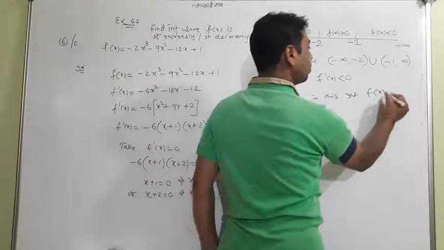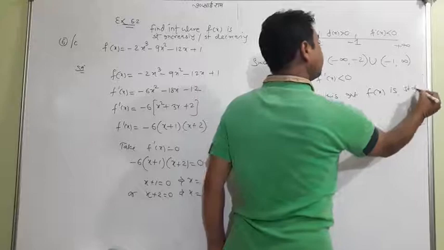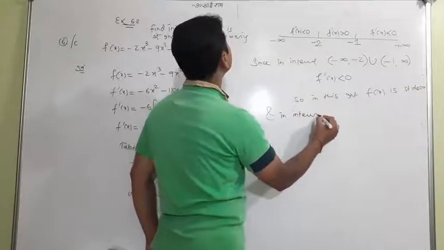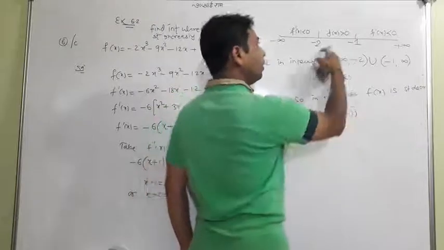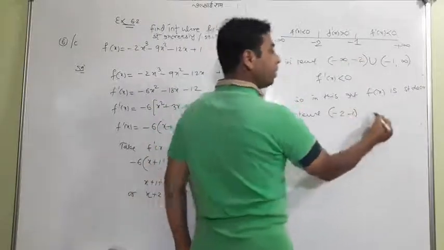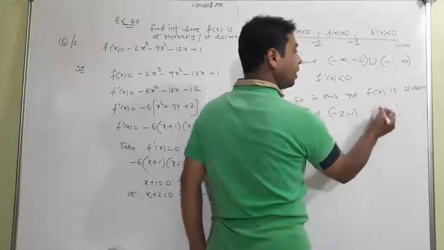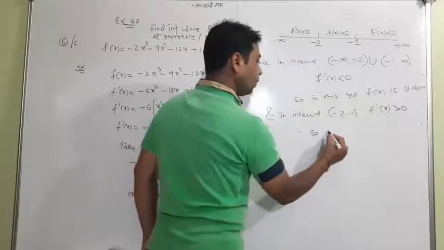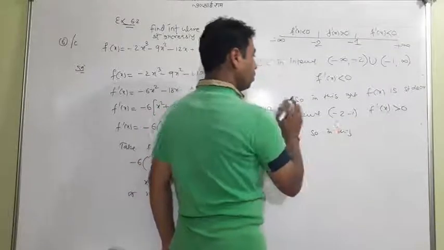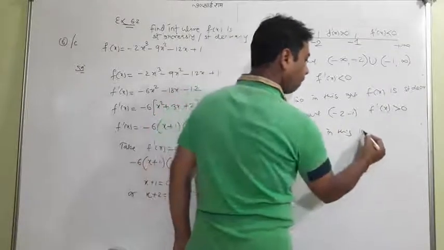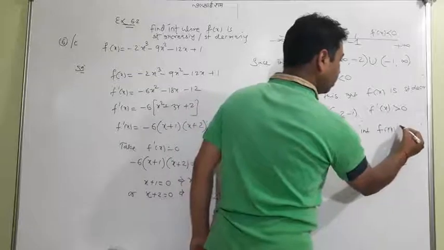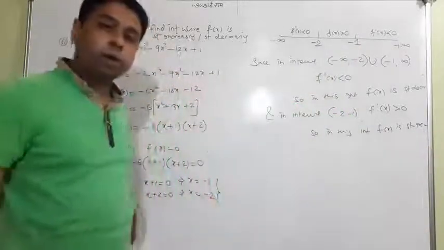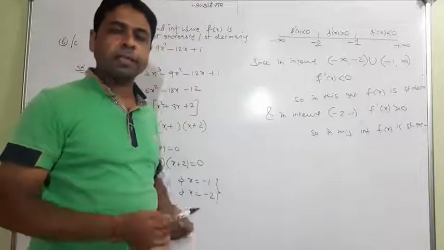the function is strictly decreasing, and in the interval minus 2 to minus 1, open interval again, because f'(x) is positive, in this interval the function is strictly increasing. So this is a question from my side. Tomorrow I'll do some more questions of the exercise. Thank you.